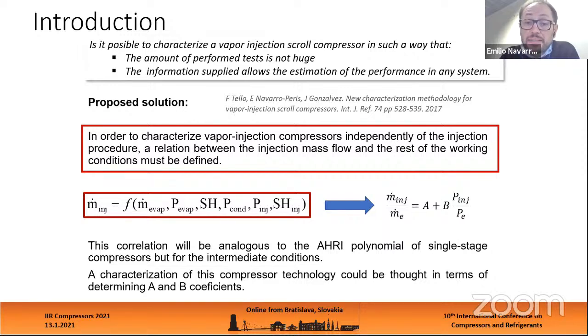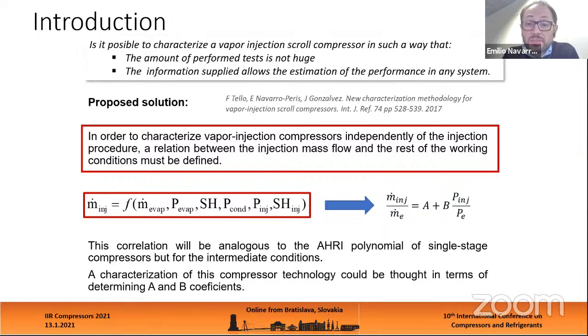pressure ratio in such a way that we can characterize the vapor injection compressors independently of the system in which they are working. This correlation should be an additional equation that we should supply to the common Airy polynomial, and in this correlation we have to characterize the coefficients A and B, which will be dependent on the compressor design and also on the used refrigerant in the compressor.